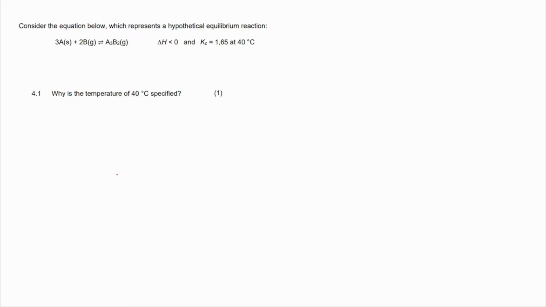All right, so we've got some solids on the left, a gas and a solid, and a gas on the left, and that just gives us a gas on the right. They tell us that the reaction is exothermic. All right, and they give us the equilibrium constant, and they say at 40 degrees Celsius.